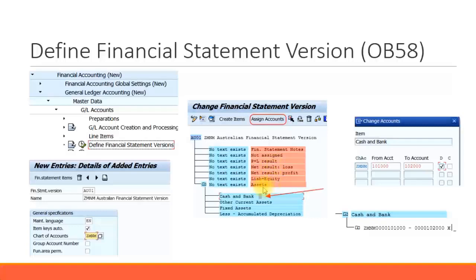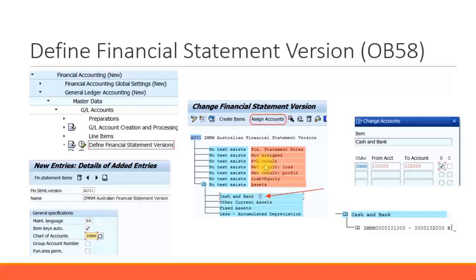For example, assets you can divide into current assets and non-current assets. And the current assets you can divide into cash and bank, other current assets, accounts receivable and so on. And under each of them you can have your own subcategory. Similarly, non-current assets you can even call it as fixed assets. And under fixed assets also you can divide into different categories. Same way for liabilities and equities.